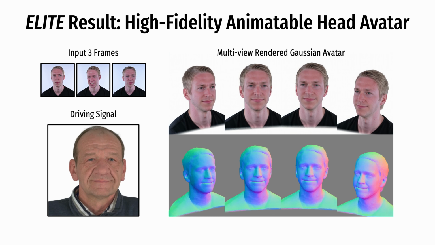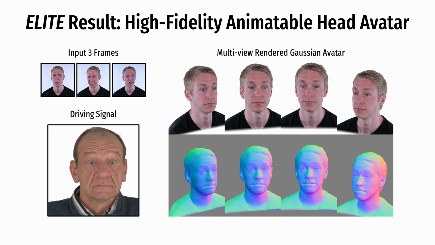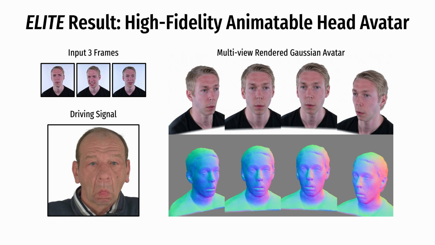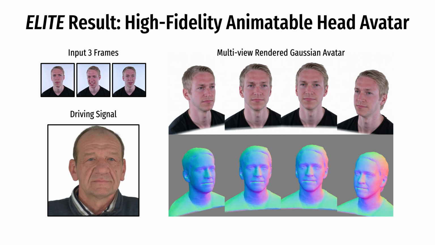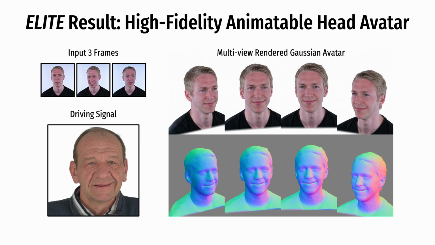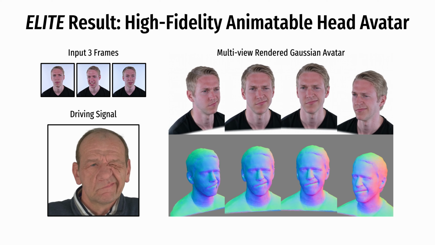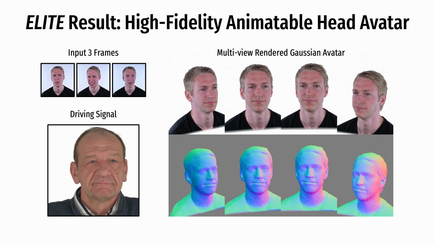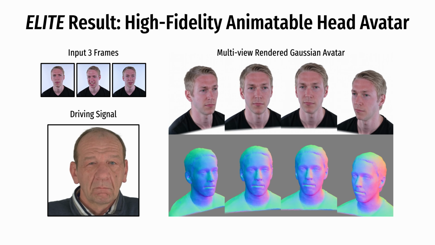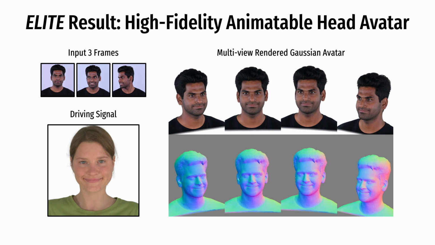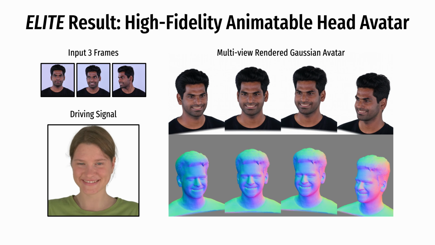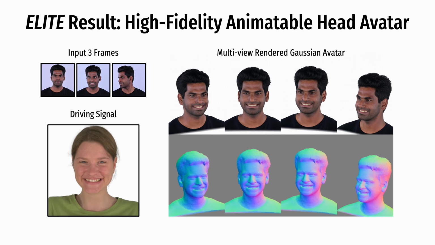Elite can generate a high-quality, animatable Gaussian avatar from a few sampled frames of a monocular video. The resulting avatars faithfully represent the input identity, capturing details such as hairstyle and skin tone, while accurately reflecting fine-grained facial expressions from the driving signals. Note that both the input identities and the driving signals are unseen during the training of all modules in our pipeline.